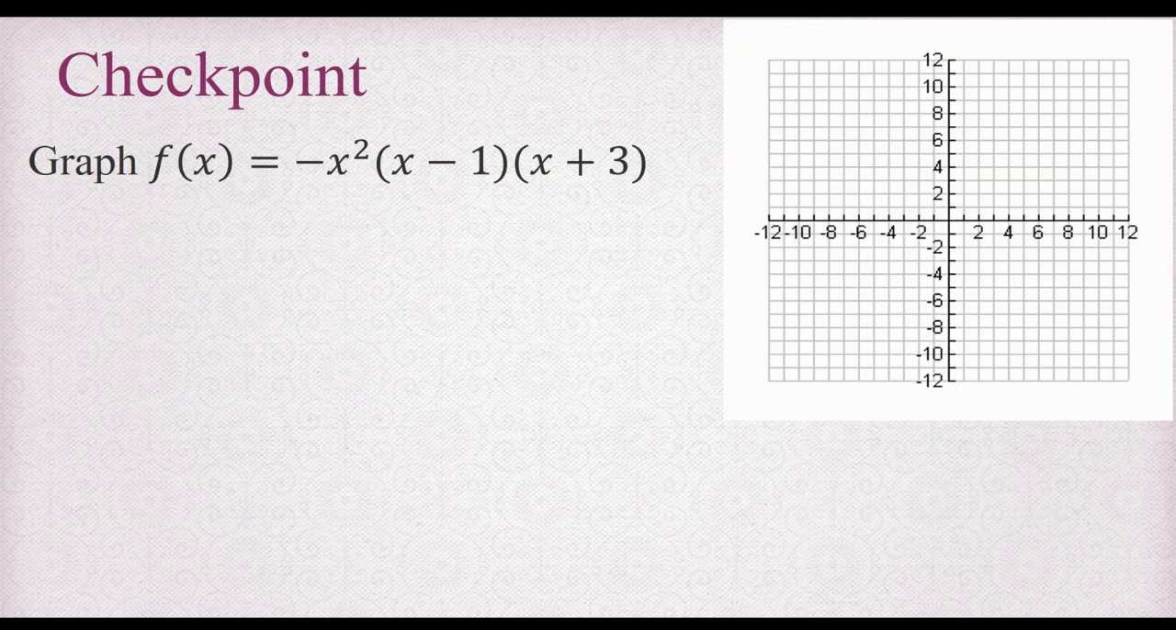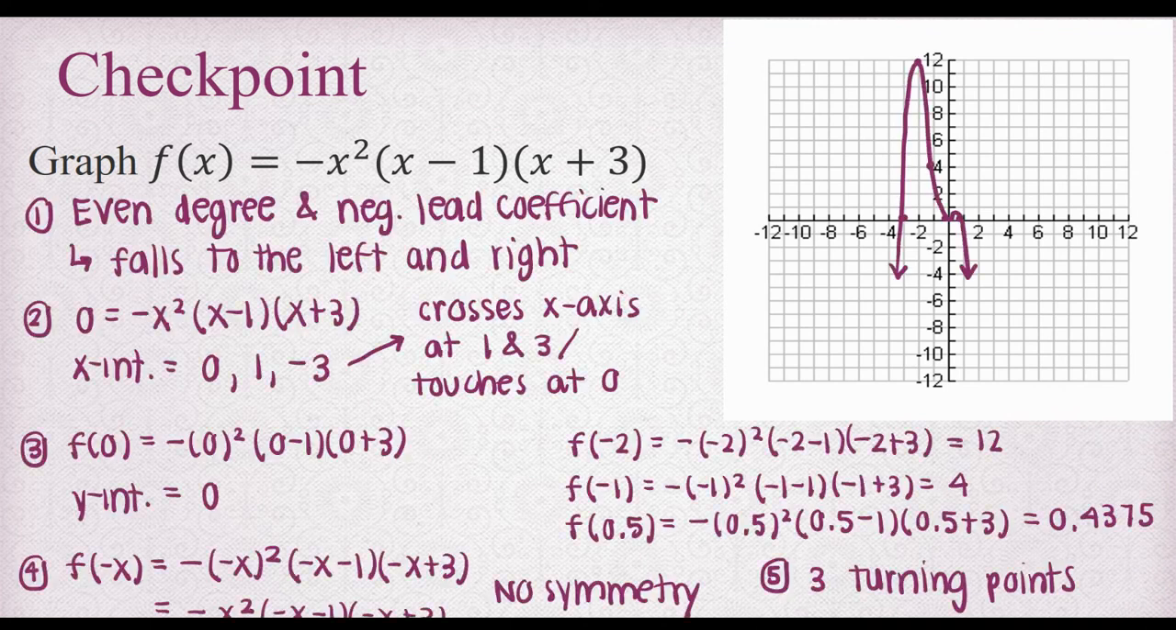All right, I would suggest that you pause the video and see if you can follow those 5 steps to graph this polynomial function. All right, so notice that we are adding up all the exponents. So it was really a degree 4, so it's another even degree. We have a negative lead coefficient, so it's falling on both the left and the right. I found my x-intercepts. I saw which multiplicities are even versus odd to know whether or not they cross or touch and turn.